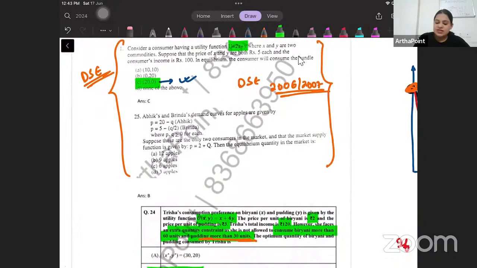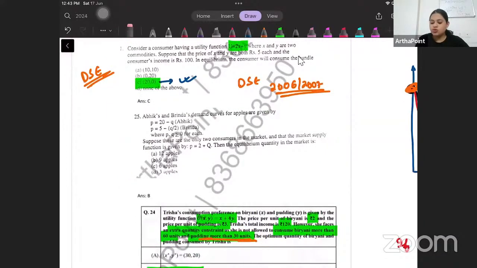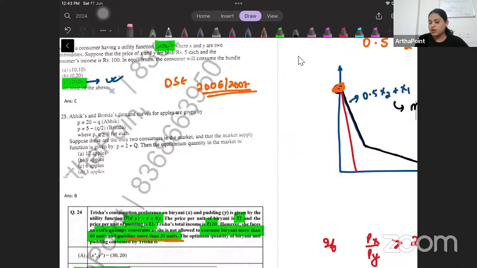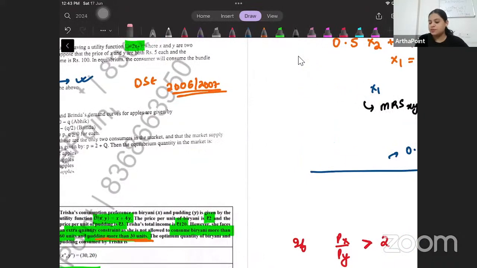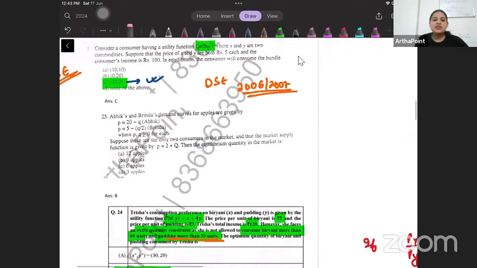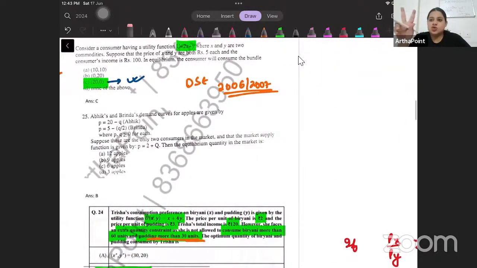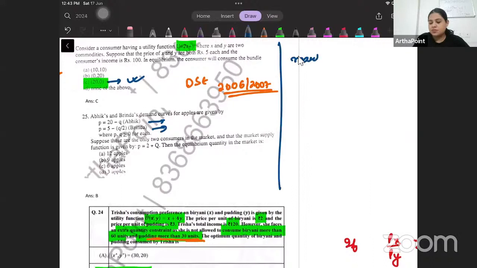I'm leaving this as a homework to you. I want you to try this. It's a pretty simple question. Let me just hint you on this one. So this says you're given 2 consumers and you're given their demand curves. But a market demand is demand of individual 1 plus 2.